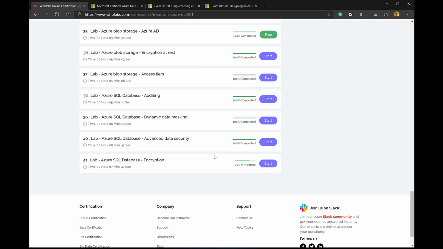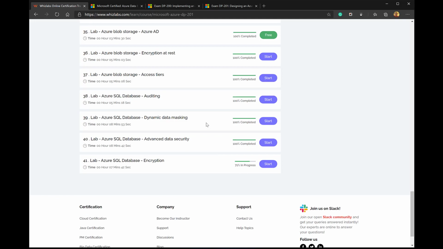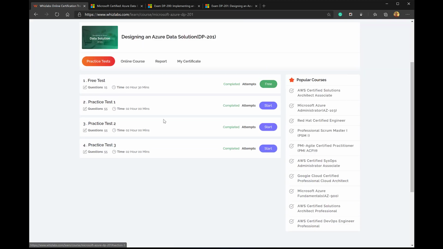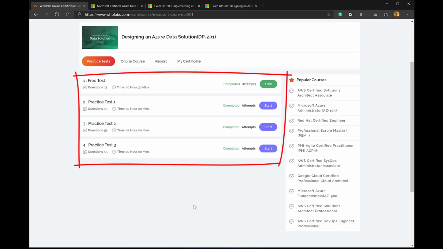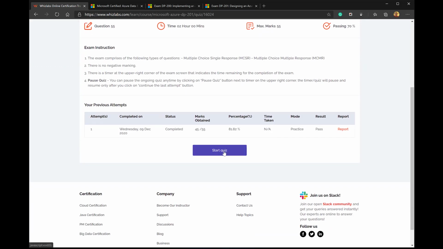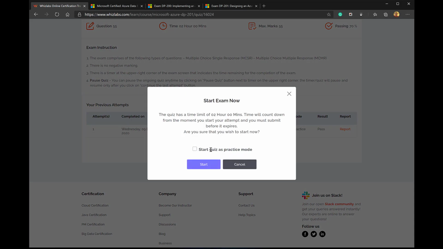So let's have a quick look at the practice test. As you can see, they have a free test with 15 questions and they have 3 practice tests, each with 55 questions. And I find these really useful. When you attempt a question, you can do it in study mode. So let me just show you that real quick. You can start quizzes in practice mode, which I recommend the first couple of times you do it.